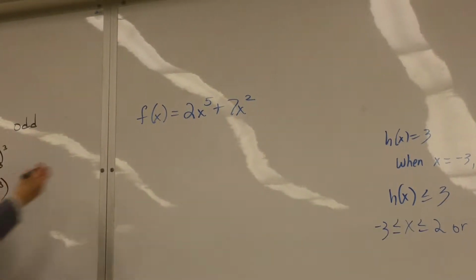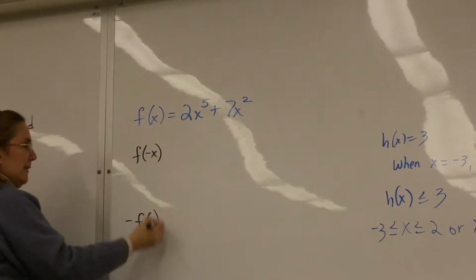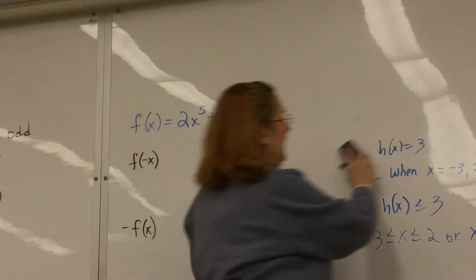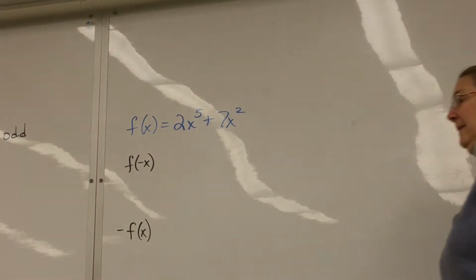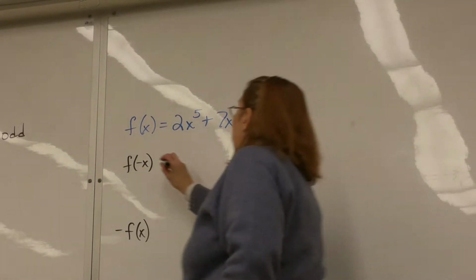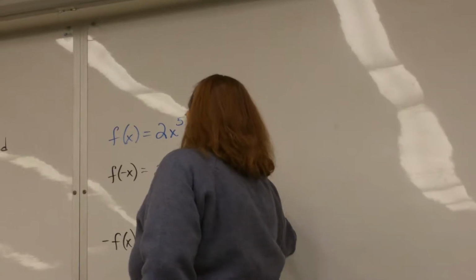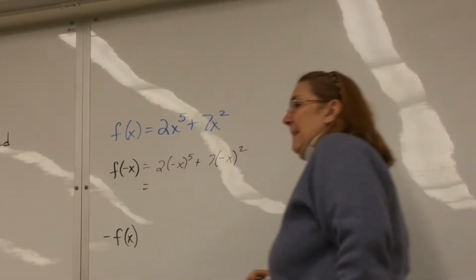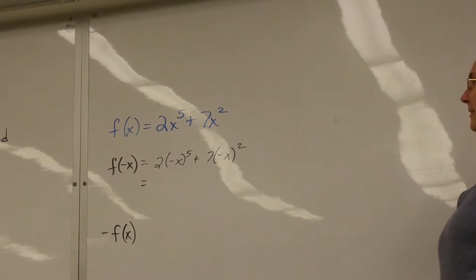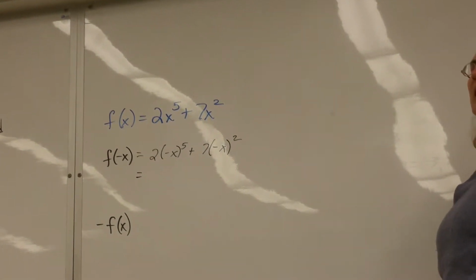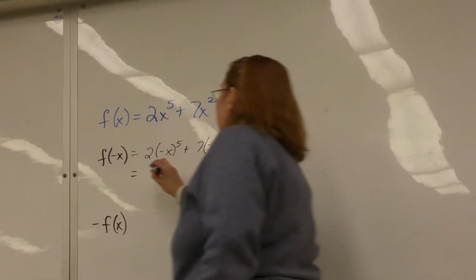So once again, we need to find f of negative x and the opposite of f of x. So f of negative x says plug in negative x wherever we have x. What's 2 times negative x to the 5th power? Negative 2x to the 5th.